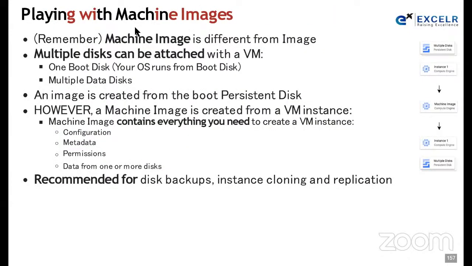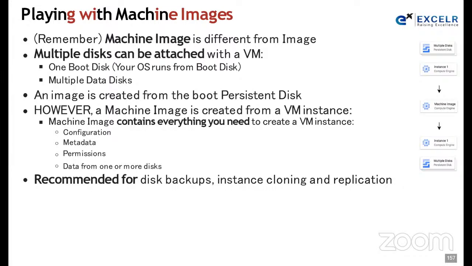Let us look at how you work with machine images. A machine image is somewhat different from your image. Multiple disks can be attached to a virtual machine, and in that case one will be a boot disk, and there will be a data disk as well which will store your data. A boot disk is mandatory, and then you can have multiple disks.